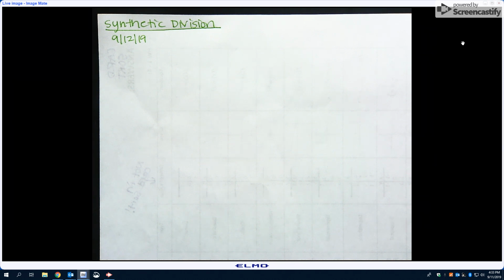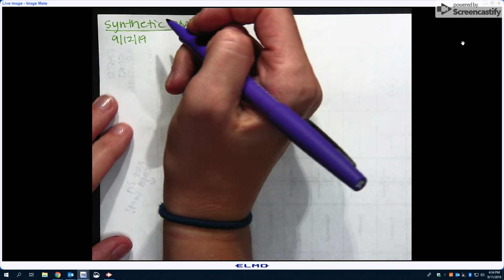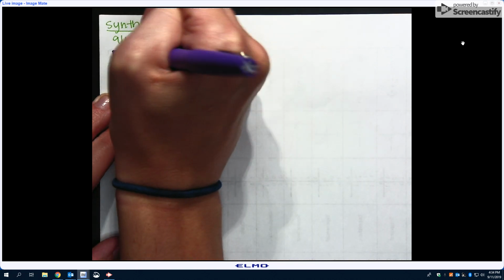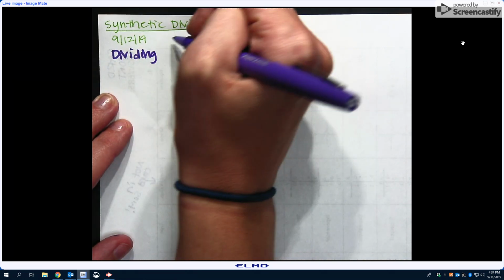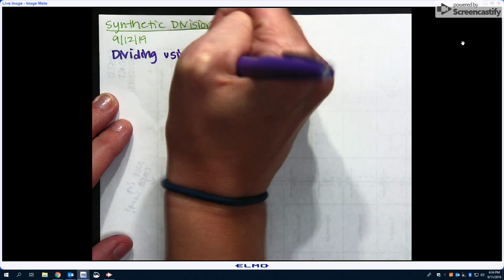So there's 2 types of problems you can have when we're talking about synthetic division. The first one, I could just ask you to divide. To divide, you don't have to do anything after you're done, and this just will help me review the process of synthetic division. So I'm going to say dividing using synthetic division.